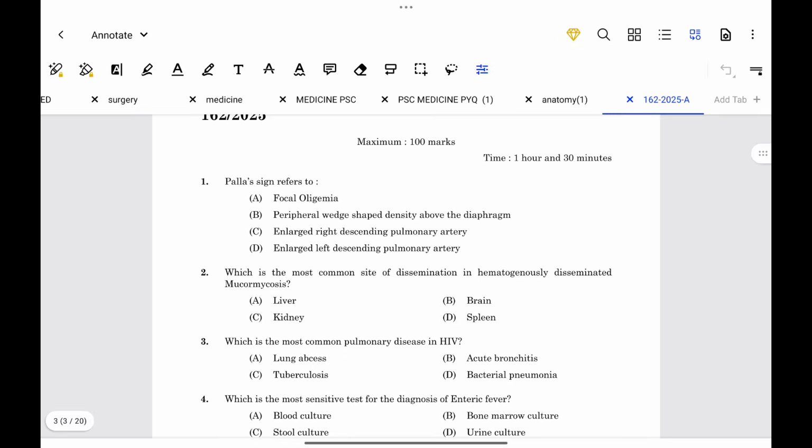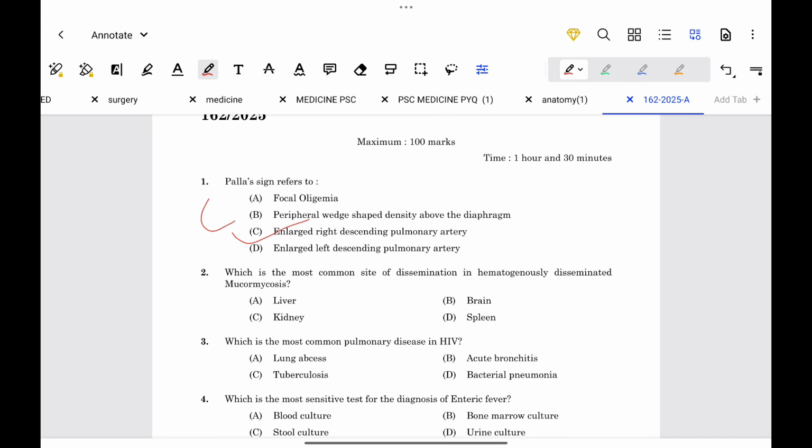Okay, first question. Palla sign refers to... Palla sign is seen in acute pulmonary embolism. So there is an enlarged right descending pulmonary artery. So option C is the correct answer.